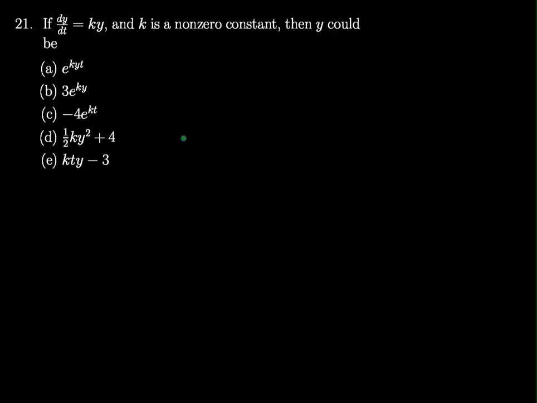Alright, 21. Differential equations. So we have this dy dt equals ky, and k is some non-zero constant. Then y could be one of these. Well, you might have this rule down already, but if you don't, let's actually solve this differential equation. So, we start off, we know that dy dt is equal to ky for some constant k.